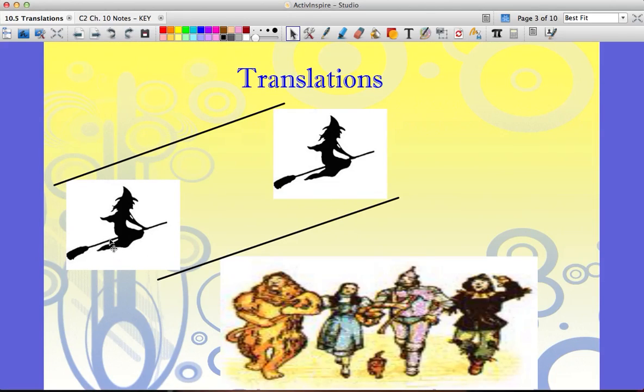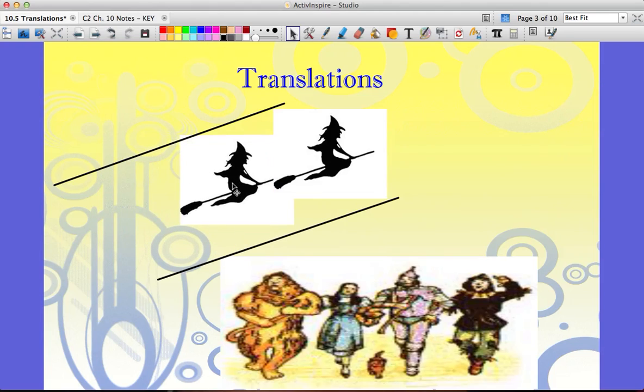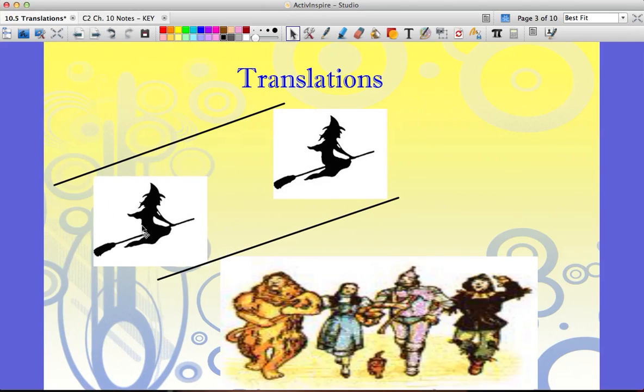So if you take a look at this witch riding on her broomstick, if she continues on the same path, she started here and now she is moving this direction. This is what we call a translation.